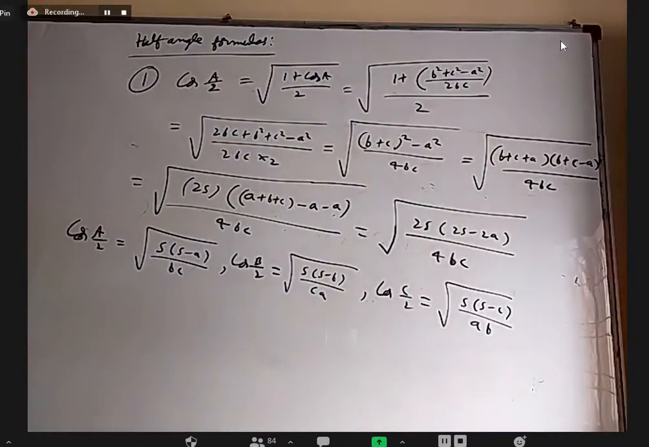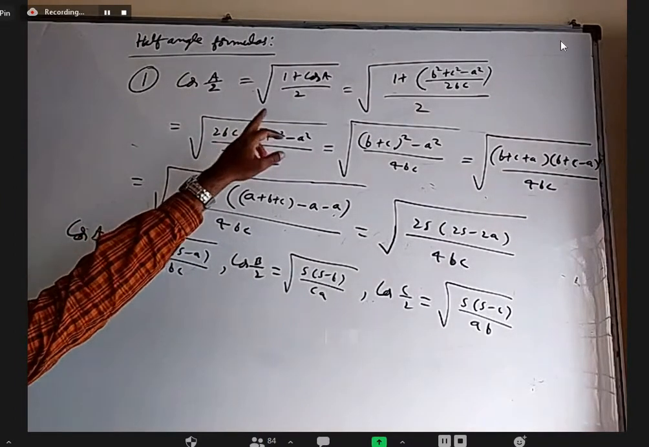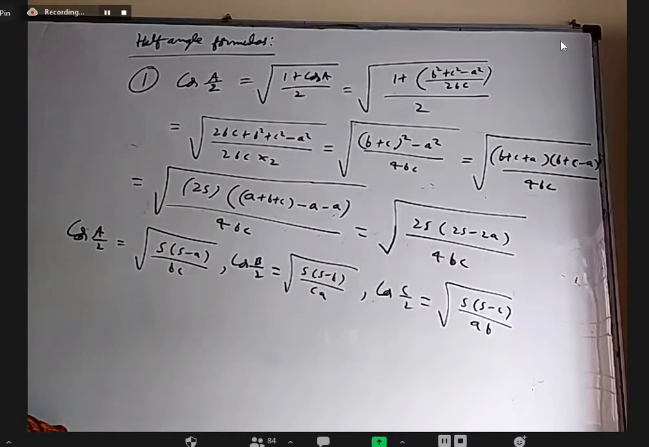Okay, those are completed. Take sin A by 2. That will be root over (1 minus cos A) by 2. Sin A by 2 is root over (s minus b) into (s minus c) by b into c. Yes, correct.